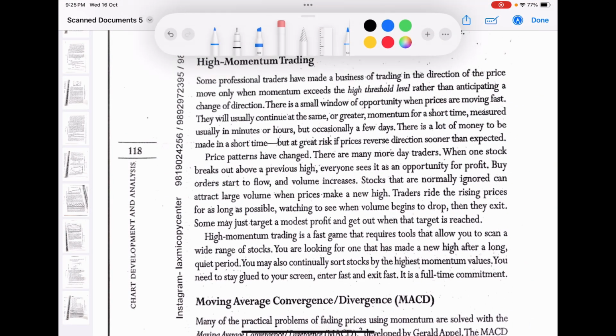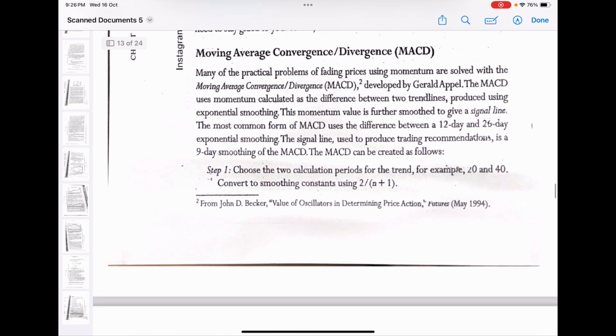High momentum trading is a fast game and it requires tools that allow you to scan a wide range of stocks. If you're trading in stocks and you have a screener, you can screen and find stocks which have really high momentum, and you can look for opportunities in that particular trade.